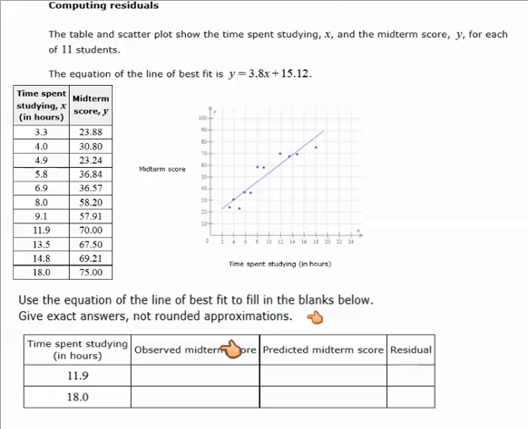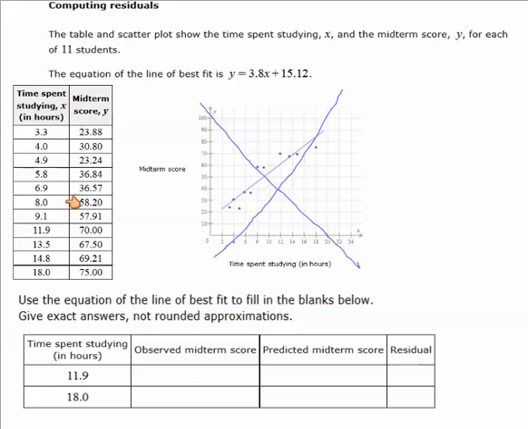So first thing we need to do is figure out what our observed midterm scores are. So what we want to do is go, okay, at 11.9 hours, what was the observed midterm score? Now, a lot of people want to go to the graph and go, oh, let me go see what that is. But that's going to be really hard to determine. And we're lucky because we have all of our data right here in our table. So really, we don't even need the graph. We just don't even need the graph when doing these problems.